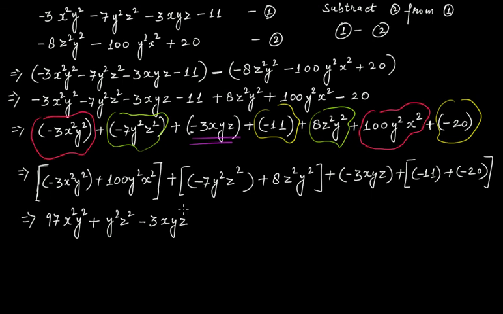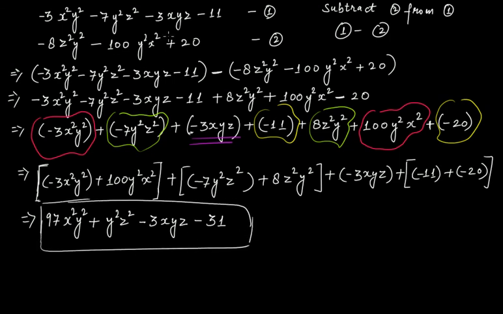3xyz. Then this is minus 11, this is minus 20, it makes it minus 31. So minus 31 and outside the bracket is plus. When bracket opens, this makes it minus only. So minus 31. This is the answer for subtraction of these two terms.